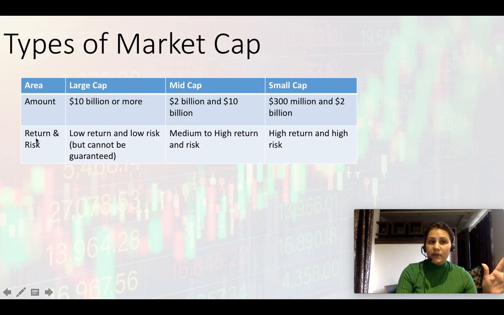Now, there are a lot of speculations with respect to return and risk. Some say, and it's mostly the same, that large cap companies are very stable, so the risk related to them is very low, and also the return, which sometimes is low. But again, this cannot be guaranteed. Similarly, if you go for small cap companies, you will hear a lot of times that the risk is quite high and the return can also be quite high, but it's not necessary that would be the case. You may also lose all your money. So there's a high amount of risk in this.